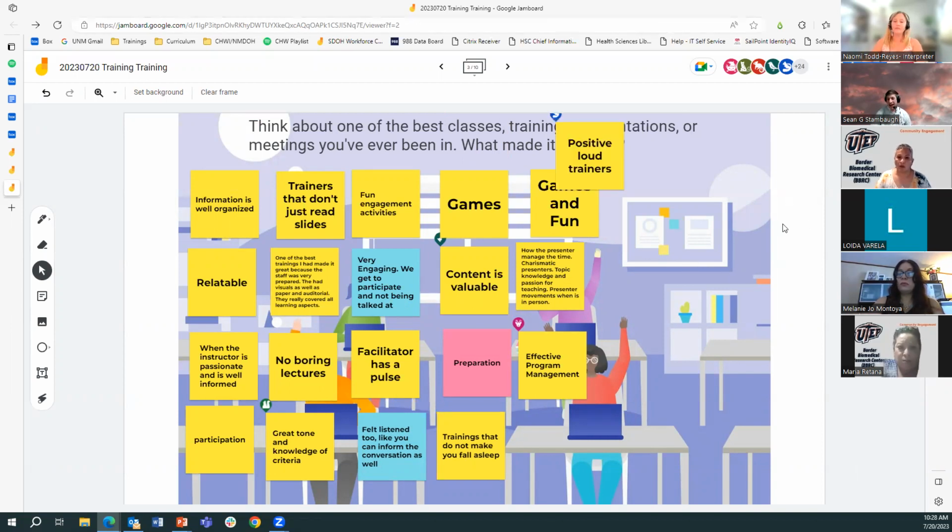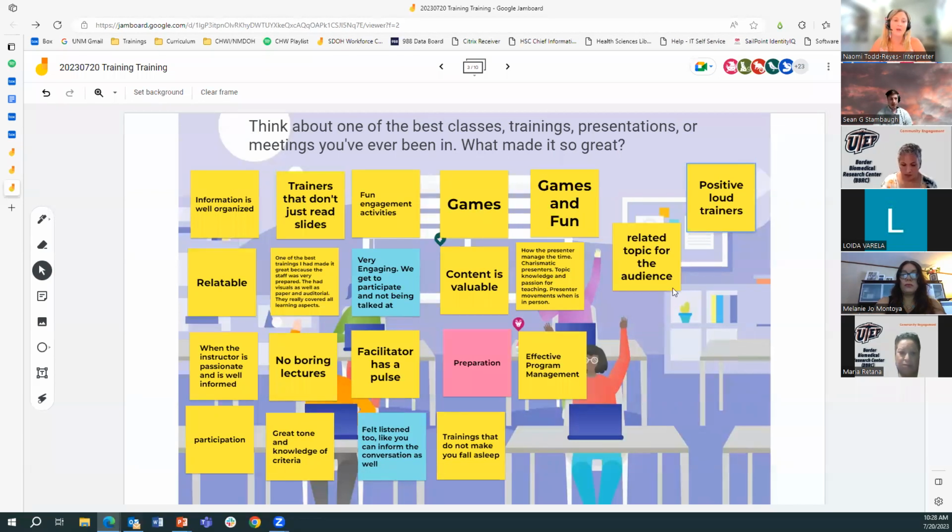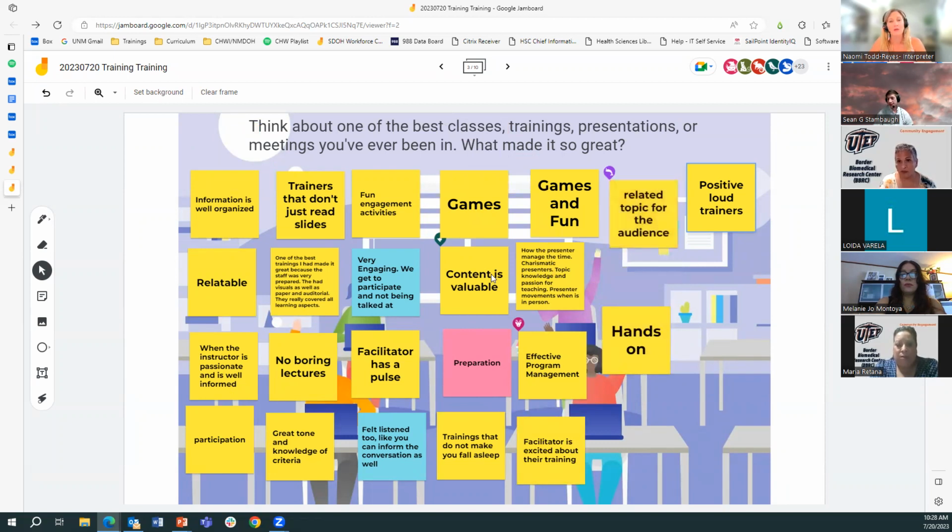So go ahead and keep adding as you have new ideas about what makes for a good training. The Jamboard is open for the whole training, so you can keep popping in there whenever you would like. But this is a really good list, and I think it matches several of our objectives for today. I already shared that our objectives for today include things like participation, audience engagement, preparation and planning as really important, focusing on framing your content, limiting it so that it's not too much.